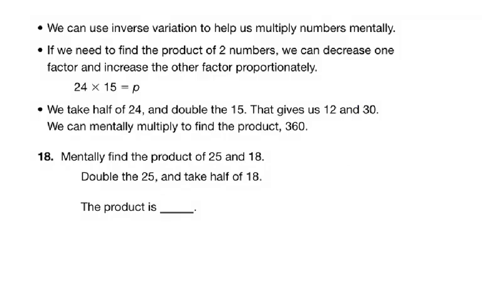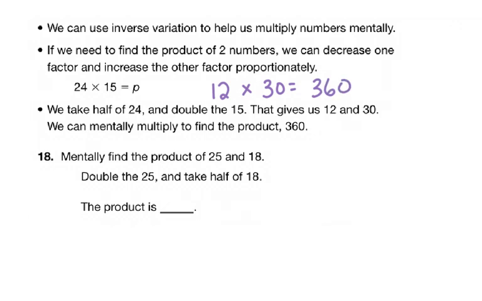We can also use inverse variation to help us multiply numbers mentally. If we need to find the product of 2 numbers, we can decrease one factor and increase the other factor proportionally. So say we want to multiply 24 times 15. If we take half of 24, which is 12, and we double the 15, so we divide 24 by 2 and we multiply 15 by 2, we can find our answer mentally. 12 times 3 is 36, and put your 0 at the end. We end up with 360.